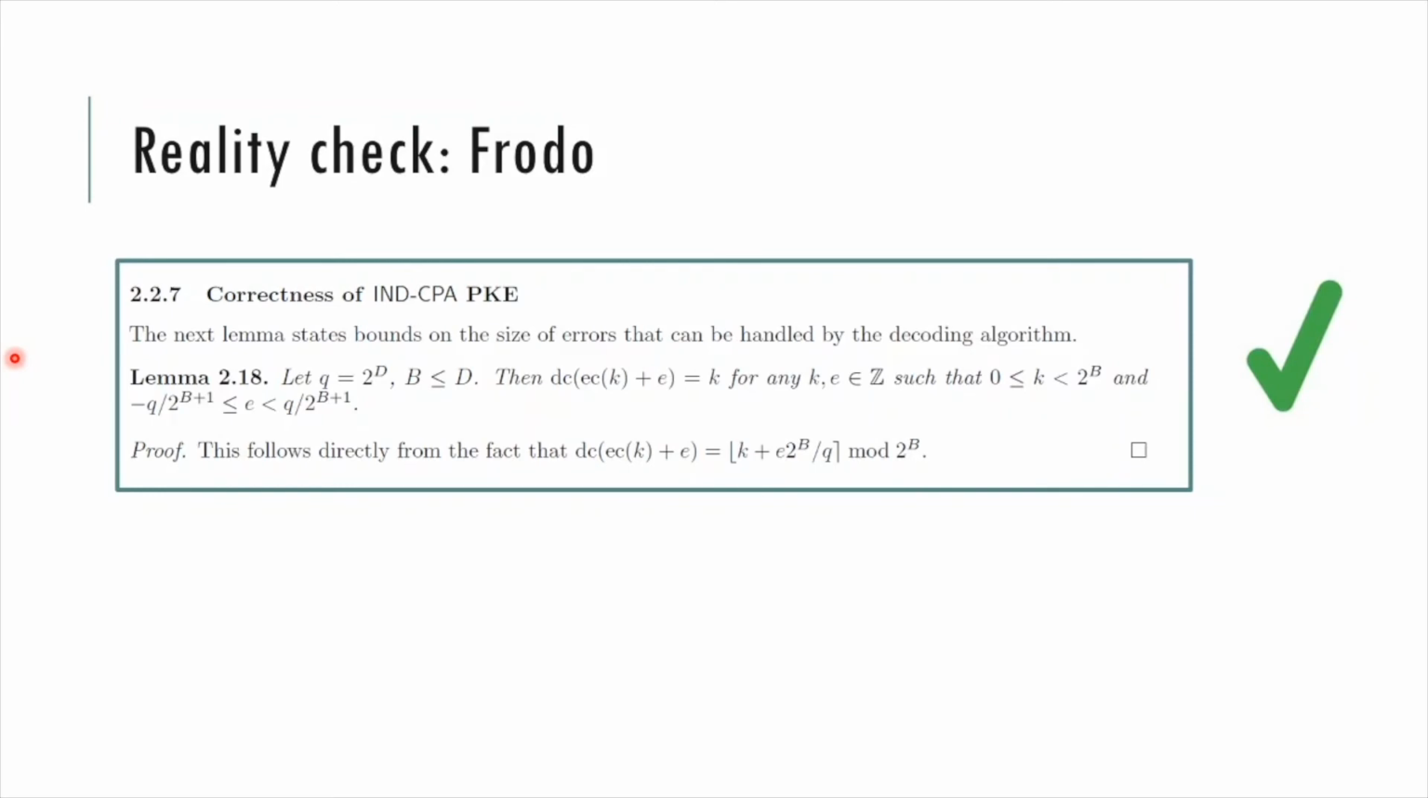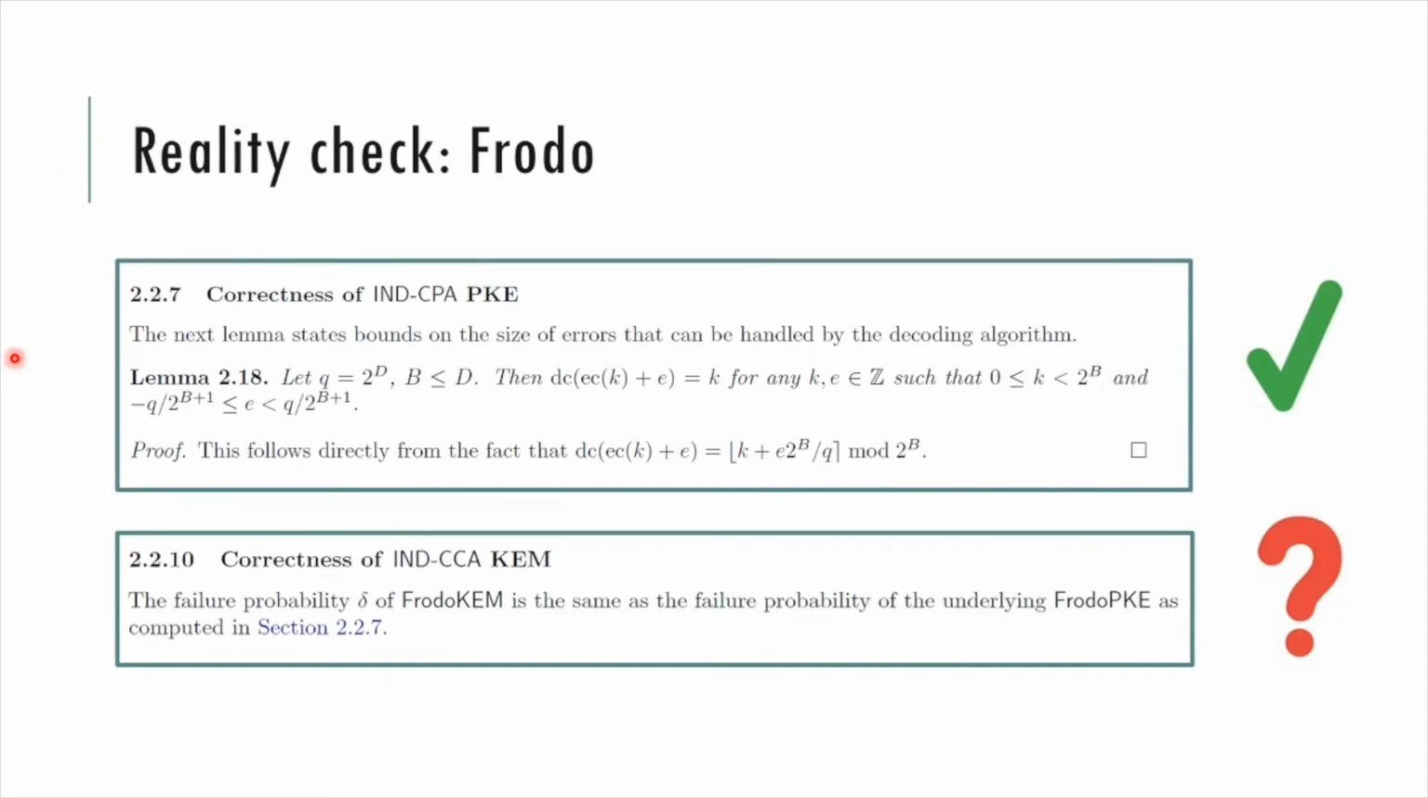So let's check how this is done in reality. Let's take FrodoKEM as an example again. I already showed this statement in an earlier slide. It states the correctness requirements. From this statement, the failure probability of the IND-CPA secure encryption scheme can be analyzed. However, when analyzing the correctness of the IND-CCA secure KEM, the authors refer to the IND-CPA correctness, and we are not aware of a proof for this statement. The reason that they refer to the IND-CPA correctness is of course the need for efficient parameters.